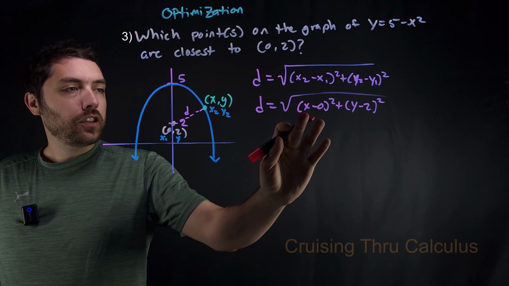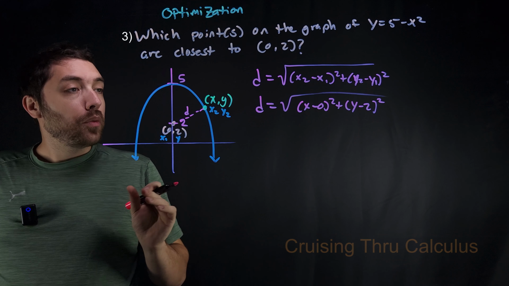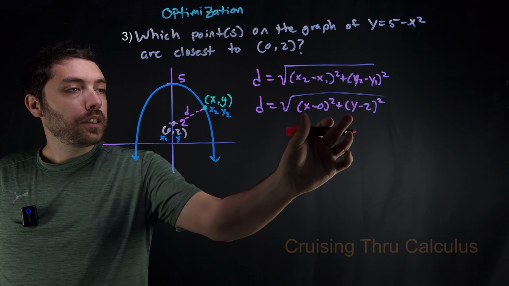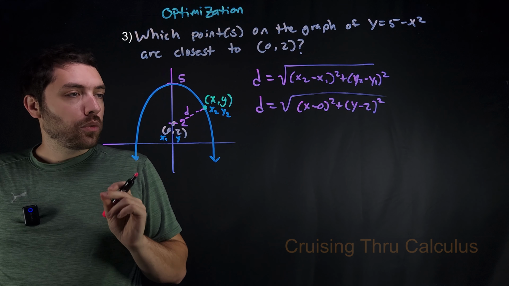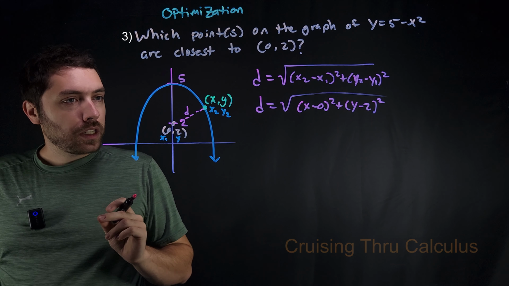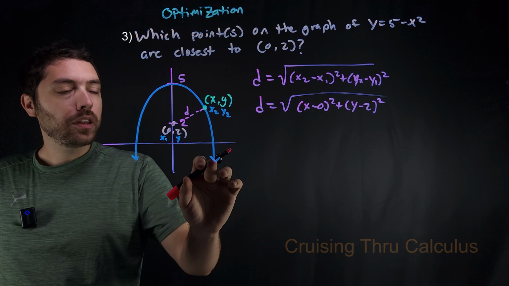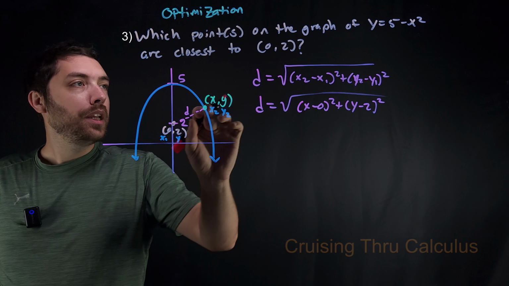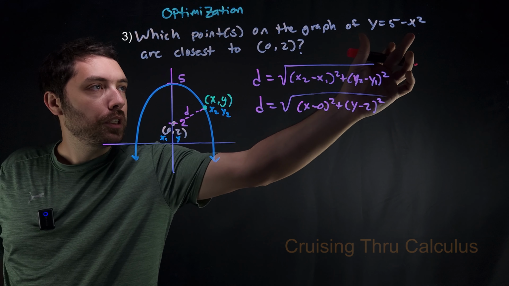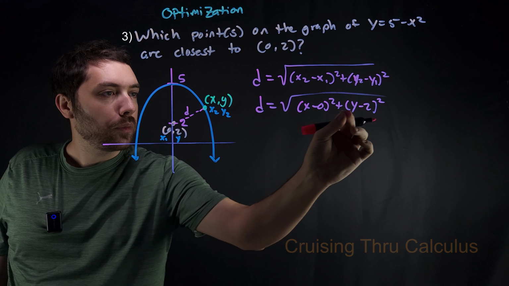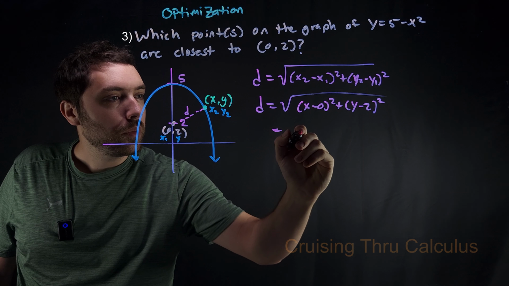Like I said, this is just going to turn into x squared, which is nice, but we do have two different variables here. So we do need to use our secondary equation, and they actually gave us the secondary equation. It's the parabola. The point has to touch the parabola, and the parabola is given by y equals 5 minus x squared. So we're going to take this and plug it in for y right here.